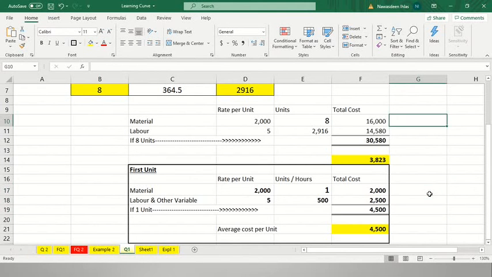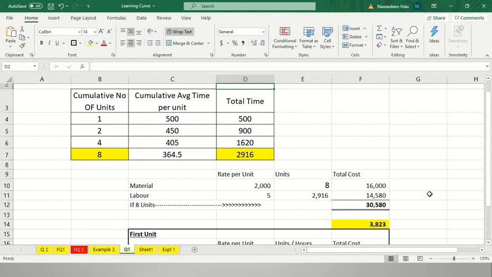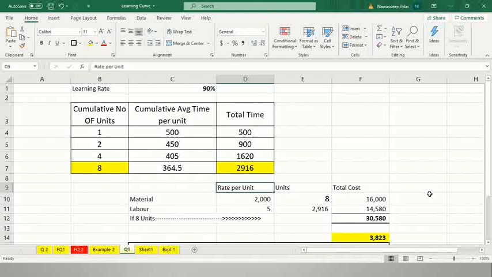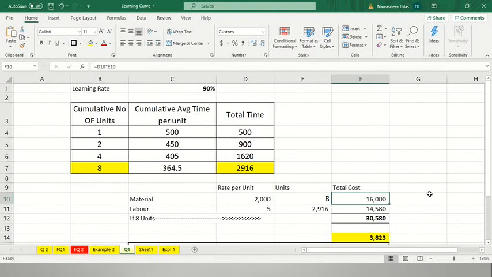Now here you can see, now they are asking the cost of 8 units. So per unit material cost will be 2000. 8 units it will be 16000. 8 into 2000.